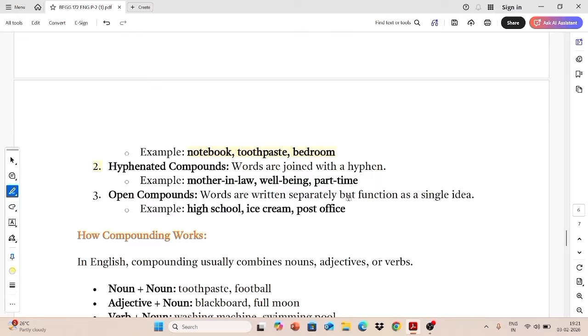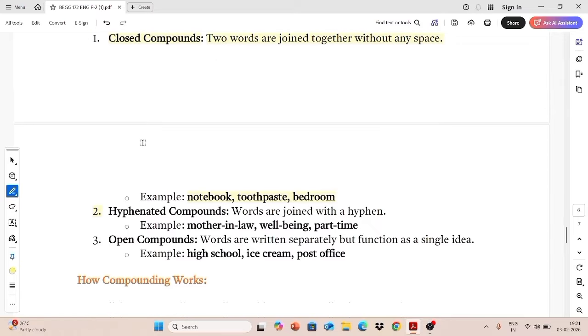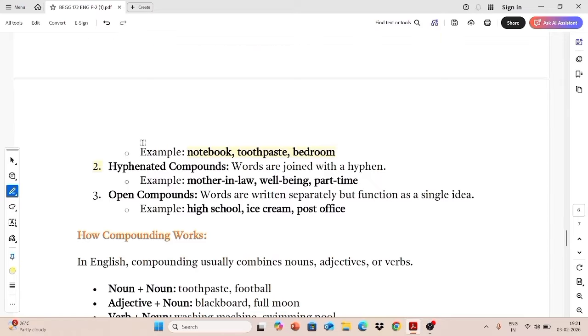For example, the word bed and room. Bed means different, room means different. But if we compound them together, it gives one particular meaning. Here also, tooth is a different word, paste is a different word, and they have different meanings. But if we compound them together, it will give one singular meaning. So there is no gap between note and book, tooth and paste, bed and room. So this is an example for closed compounds.